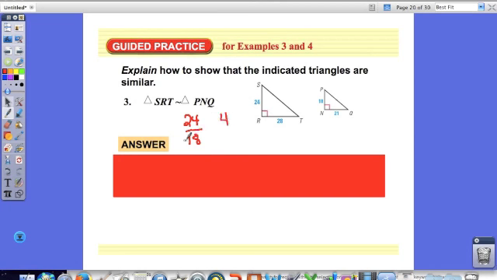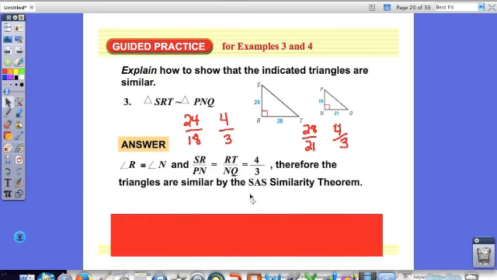So let's look at the other two sides. 28 and 21 are both divisible by 7, so that's 4 to 3. So the triangles are similar by side-angle-side. The proportion of the corresponding sides is 4 over 3, and the angles are congruent.